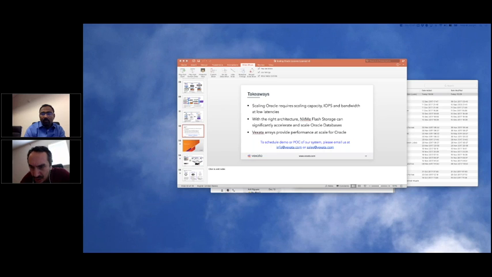So Michael had a comment here. Okay, so it's about virtualization environment. So basically, what Michael says is Oracle treats VMs like regular machines, which is fine. That's not the benefit anyways.